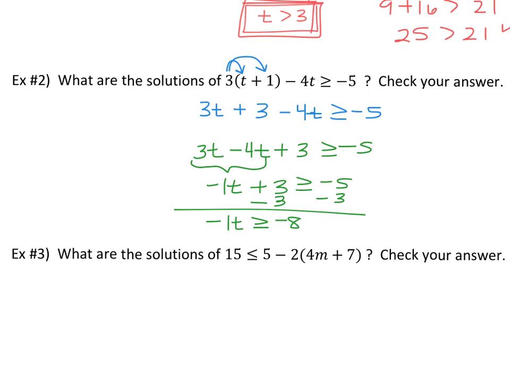You do like I said. You divide by a negative 1. What's my answer? T is less than or equal to. We divided by a negative, so we got to flip that around. And then a negative divided by a negative is a positive. So t is less than or equal to 8.